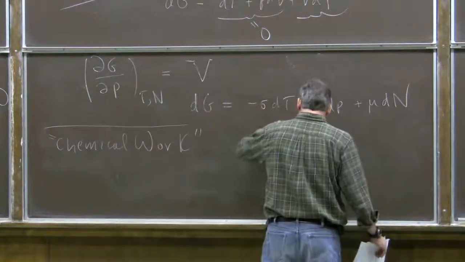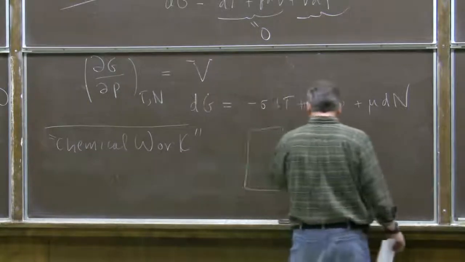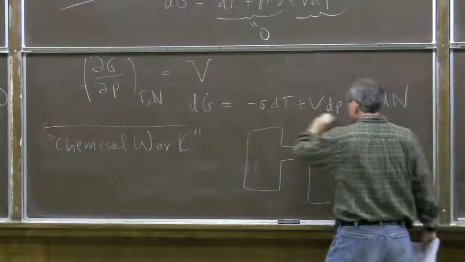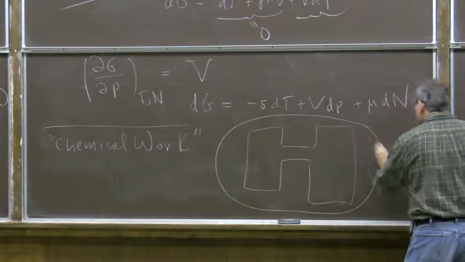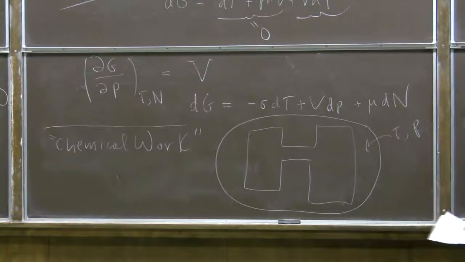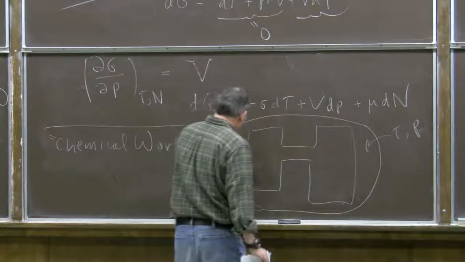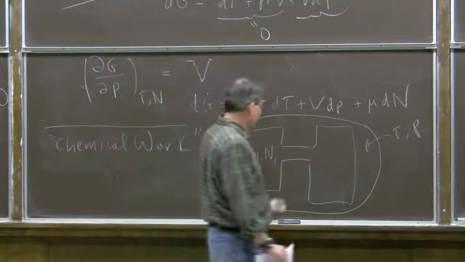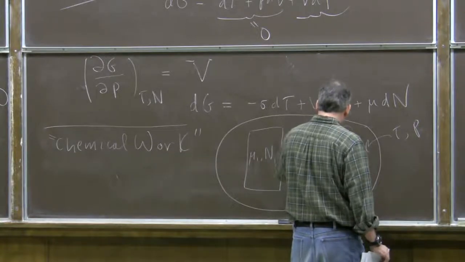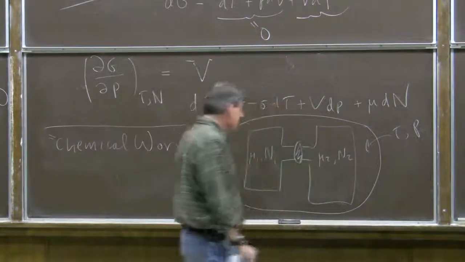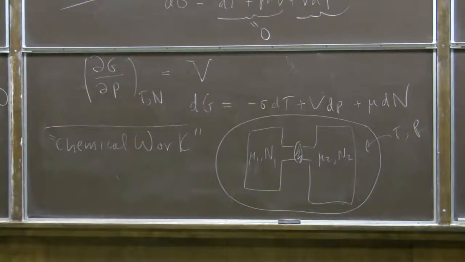So in other words, if I have two systems, both maintained at temperature tau and pressure P, but there's a chemical potential mu1 for system 1 and number of particles n1, mu2 n2 for system 2, and I have a gadget that I can use to pump particles between the systems, say from system 1 to system 2.